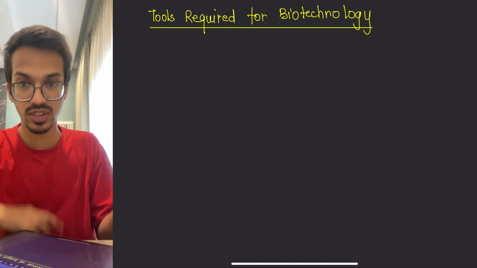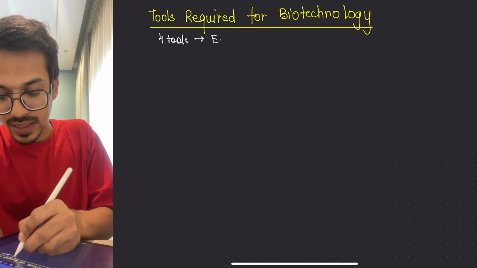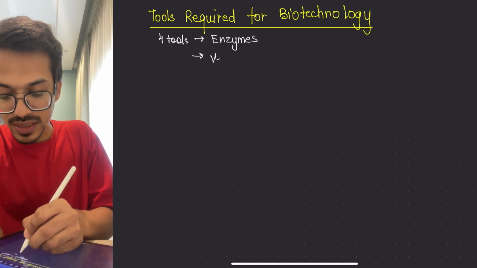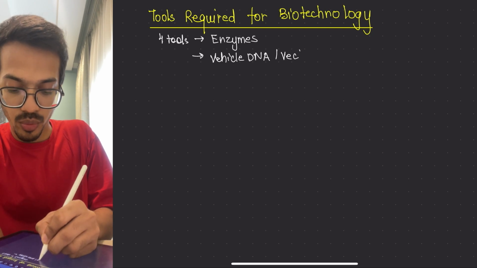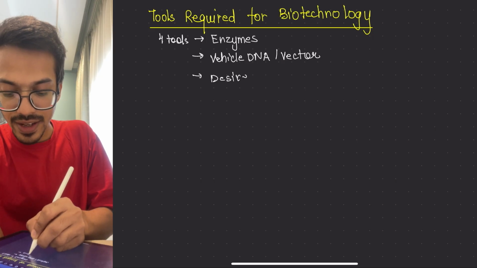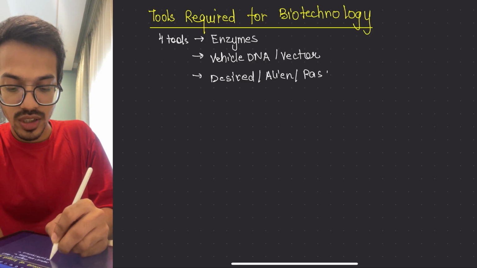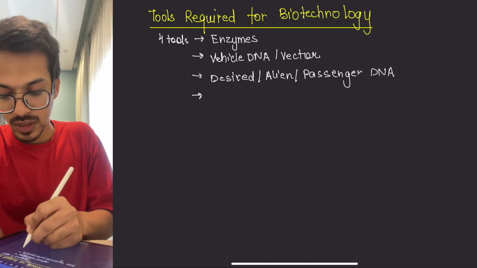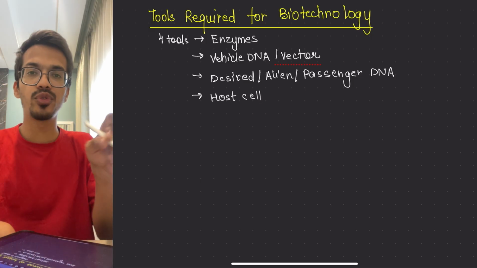First we're going to study these tools only, and then we will understand the working, how the whole scenario is done. So 4 tools are required. Number 1 is enzymes. Number 2 is vehicle DNA, or we call it vector. Then we need desired or alien or passenger DNA. And the last one is the host cell, in which we have to put it.